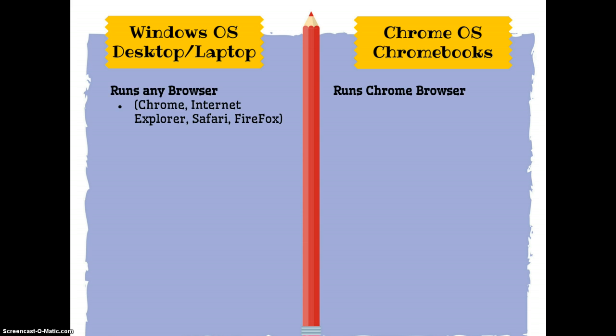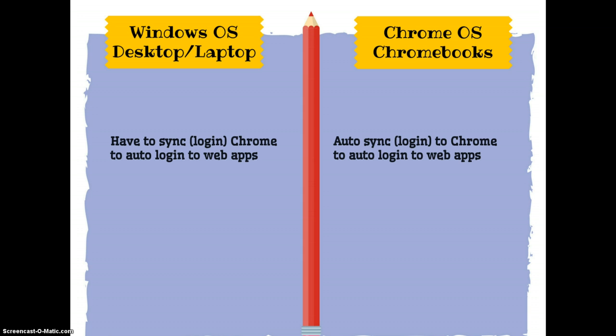Your desktop system, which is your Windows OS, can run any browser: Chrome, Internet Explorer, Safari, Firefox, while the Chromebooks only run the Chrome browser. Both browsers you can sync into. When you run Chrome on your desktop computer or the laptop, you open the Chrome browser, and you have to sync or log into it. When you're using the Chrome browser on the Chromebooks, as soon as you log into the Chromebooks, everything is automatically synced, so it's a one-step thing.